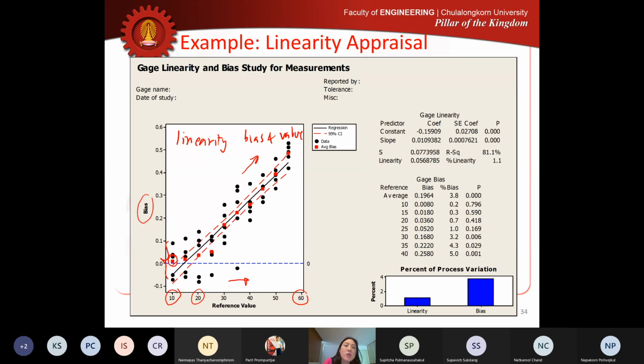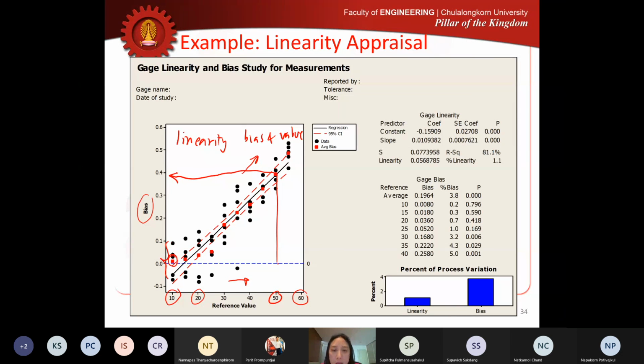And you do not want this because for a part which is big, for example, 50, you get a lot of bias. That is not good. So we want to appraise whether the bias changes over the reference value or not. And we will learn about this, and how to deal with it, in the next class.